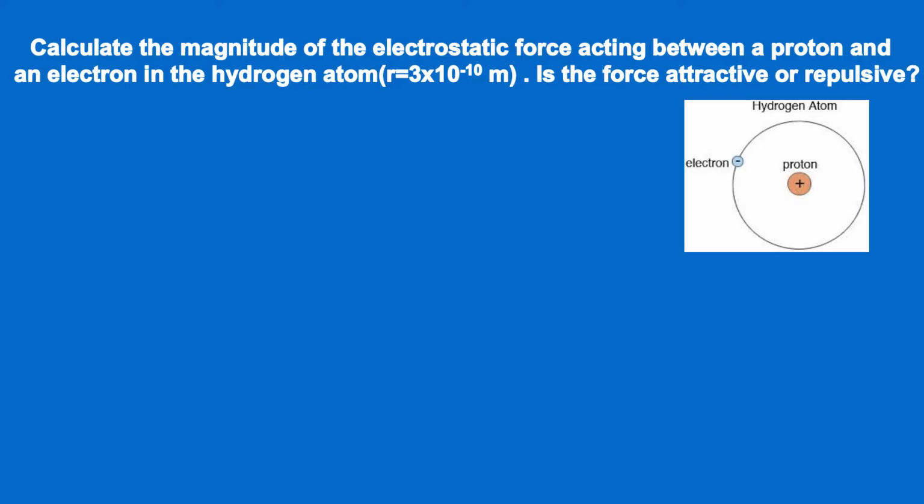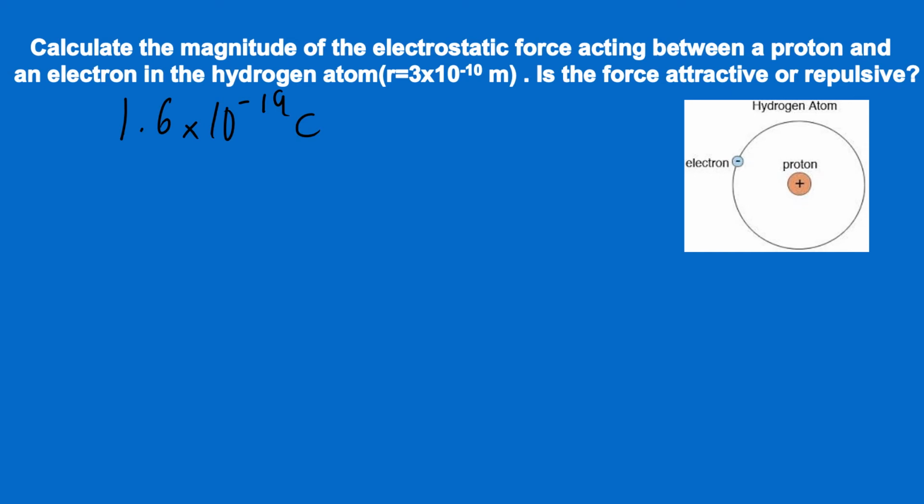So we come back to the hydrogen atom. This time we want to calculate the electrostatic force acting between a proton and an electron. So the magnitude of this electrostatic force, and is the force attractive or repulsive? So for both the proton and the electron, we know that the magnitude of the charge is 1.6 times 10 to the minus 19 coulombs.